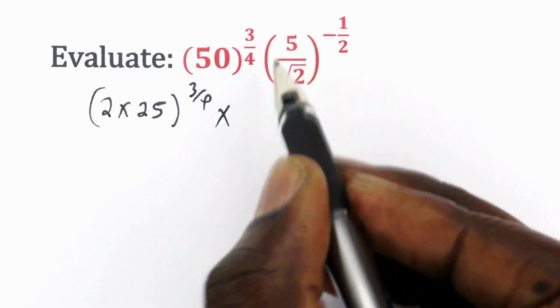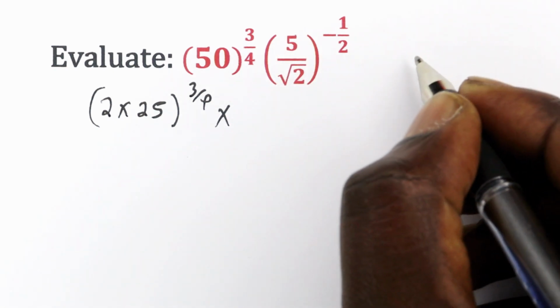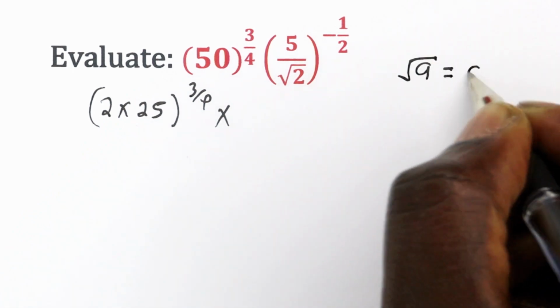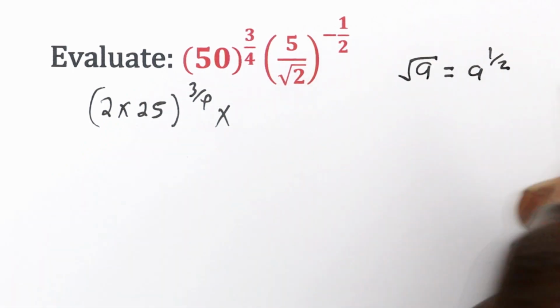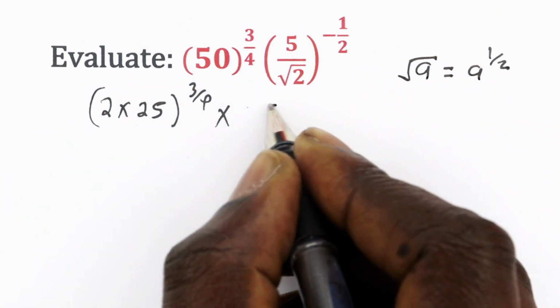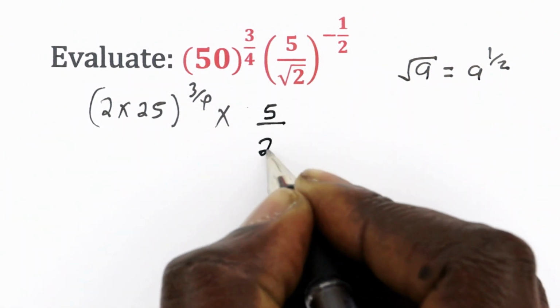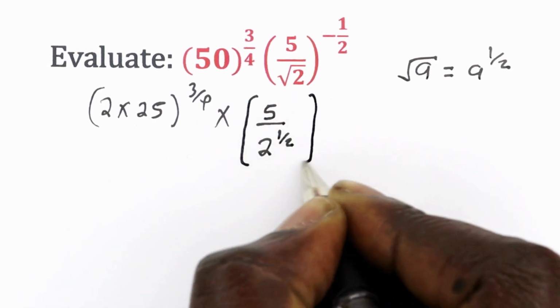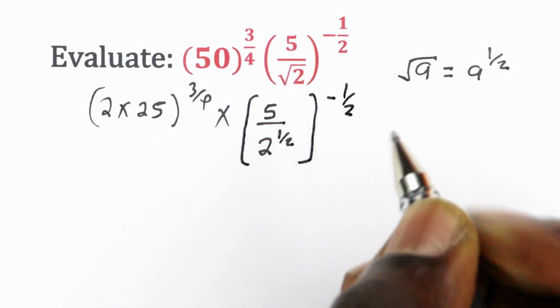times this. We can also rewrite this. Remember that if you take the root of a number, it is the same as that number raised to power half. So it means here we can have 5 over 2 raised to power half, and the whole of that is raised to power negative 1 over 2.